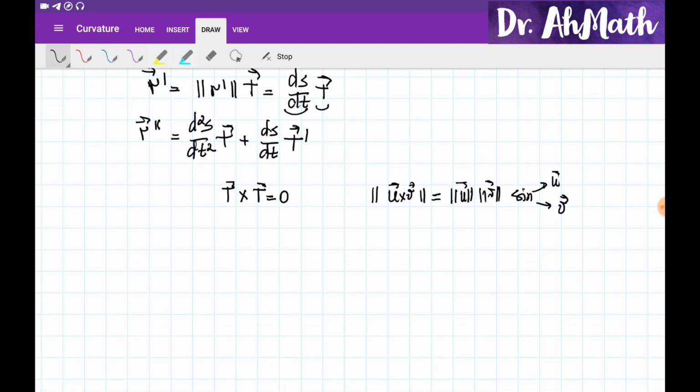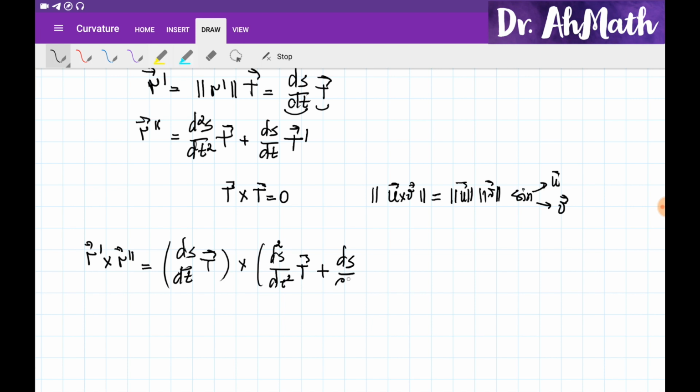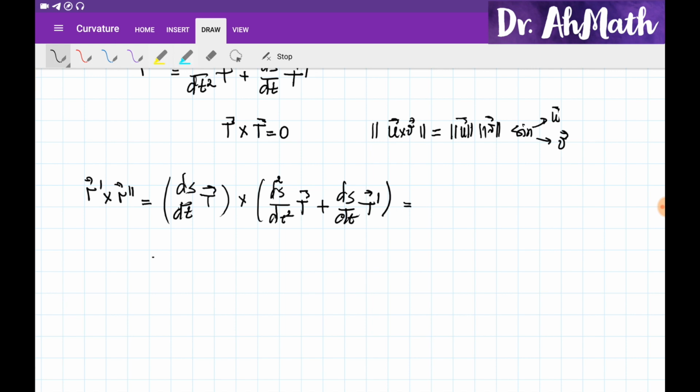So what I'm going to do is multiply r prime by r double prime as a cross product. So r prime is ds/dt. Please note that ds/dt is going to be a scalar value, right? Multiplied by the vector T, as a cross product with d squared s over dt squared multiplied by T, plus ds/dt multiplied by T prime. So if you open up the brackets, you multiply this vector by this vector as a cross product, right?